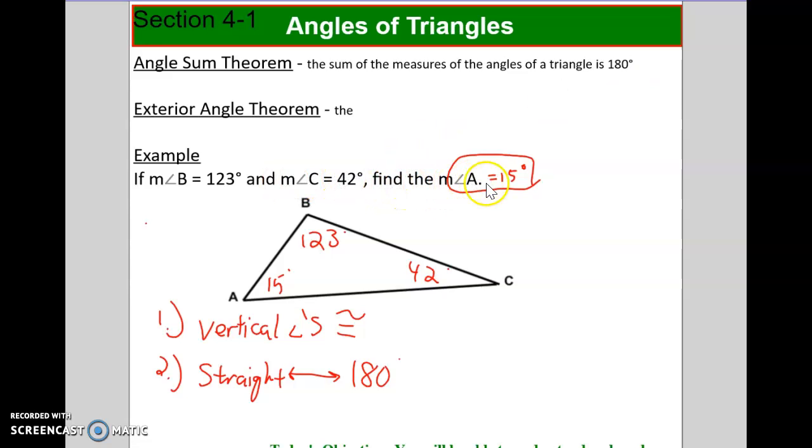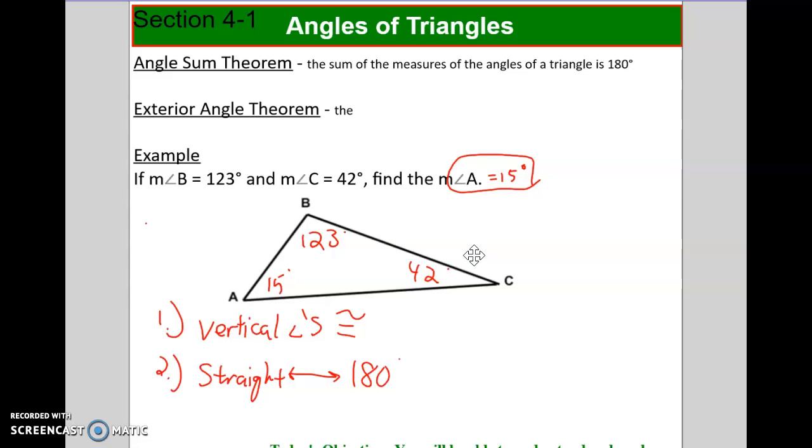So they ask you to find A. I've done it for you, but here's how you do it. Always fill in your shape. 123 degrees, 42 degrees for angle C. You find 15 by doing 180 minus 123 minus 42. Add them together and they should equal 180. That's the beginning. Now, before we do anything else, I want to show you what this now means.